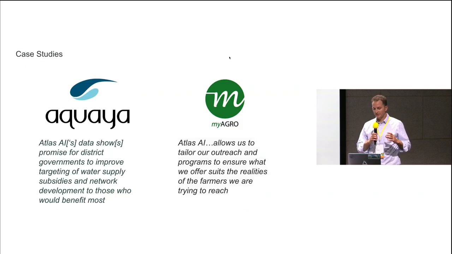Let me close with two case studies. Aquia is a nonprofit organization focused on improving global health outcomes with a focus on improved access to safe water and sanitation. Aquia used Atlas AI's technology in Ghana to highlight where are the rural communities that could potentially best benefit from expanded access to water and sanitation, including where district governments might improve that access via subsidy programs. Miagro works with smallholder farmers to improve access to markets, and they're working with Atlas AI's technology across 8 countries in Africa with a focus on improving market access and reaching those communities. Thank you very much.